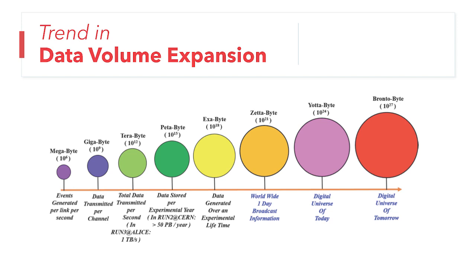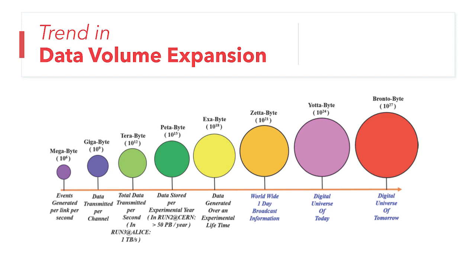So the next part, what I want to highlight is the data volume expansion that is going on in high energy physics. As you can see, the events generated per link per second are in megabytes. Next, the data transmitted per channel is in gigabytes. Total data transmitted per second in CERN, that is at ALICE Run 3, is in terabytes. Run 3 is actually the run that is supposed to be going on by now, but because of COVID-19 it is delayed.